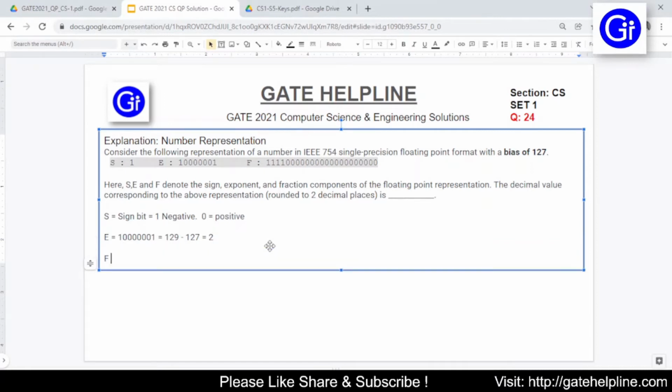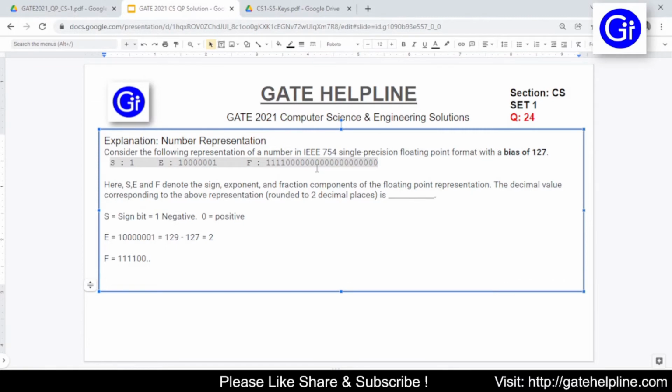So friends, next thing is the value of F, that is the fraction. The value of the fraction will remain the same, which is given in the question, that is 4 times 1 followed by zeros. Now we will see the representation.